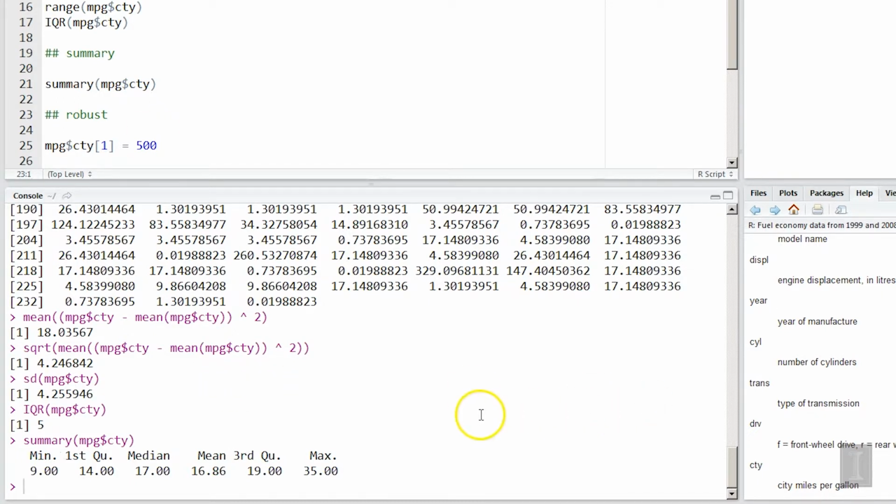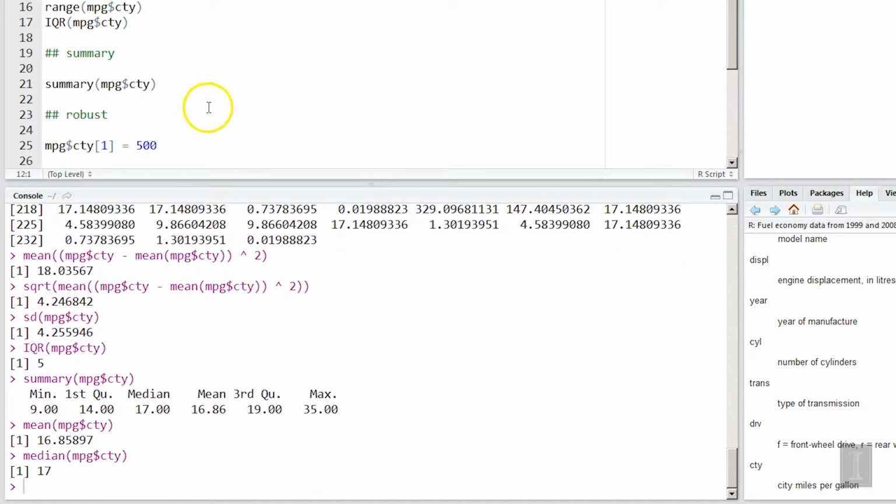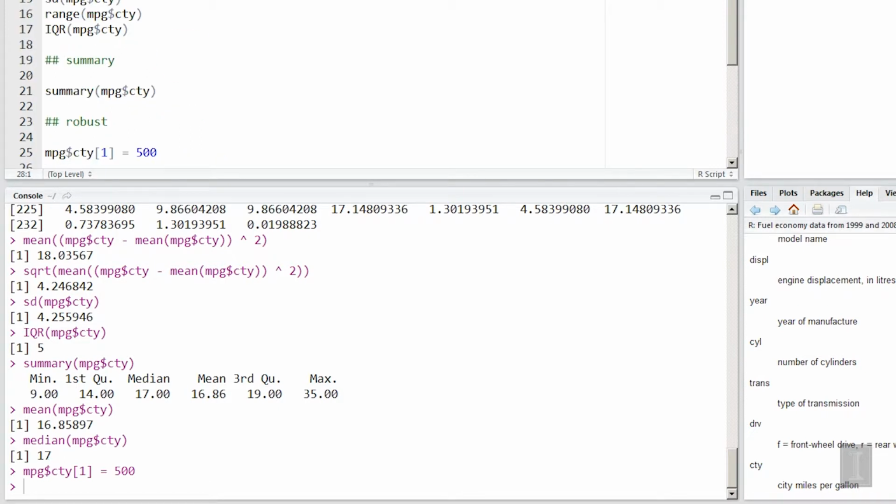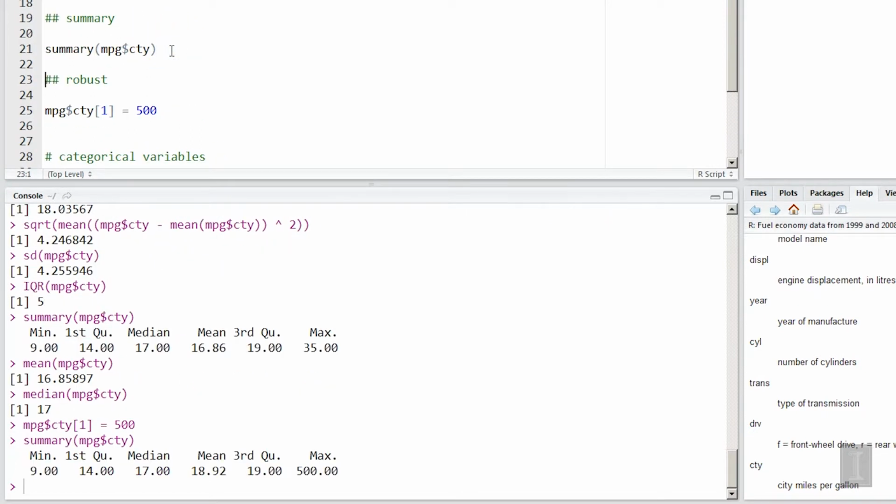So we mentioned that the mean and the median were rather similar here. I want to see what happens if magically we make one of these cars get 500 miles per gallon in the city. Unlikely, but let's see what happens if we do that to our data here. So let's see what happens to the mean and median. We'll actually reproduce a summary here. So the median stayed the same. It was not affected by this crazy fuel efficient car here, but the mean increased.